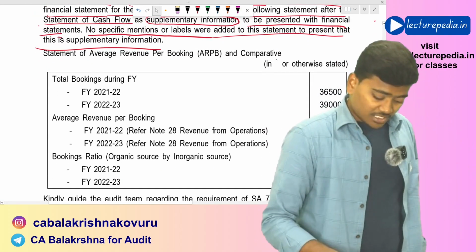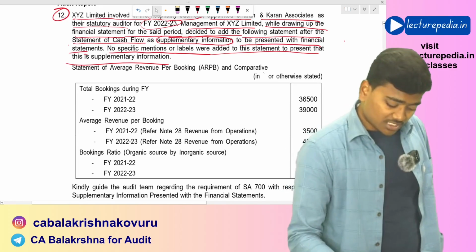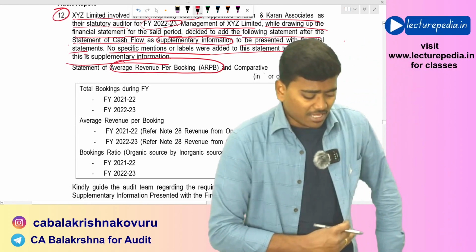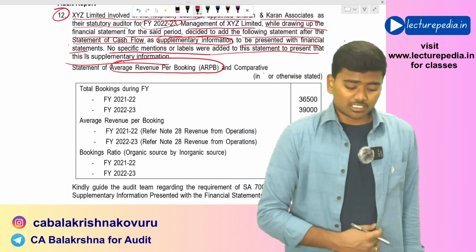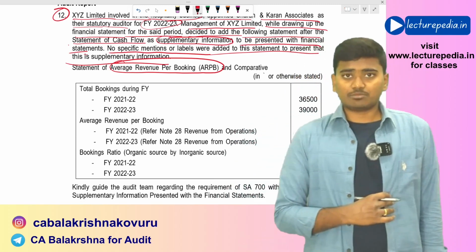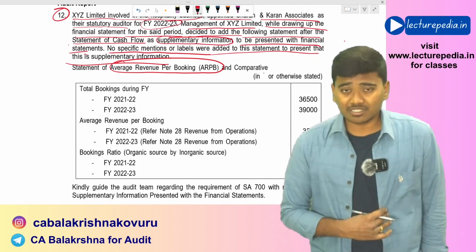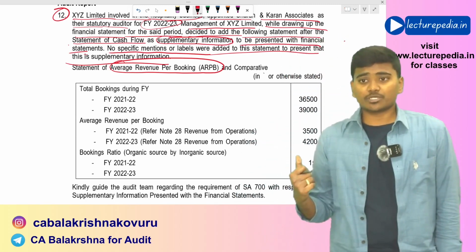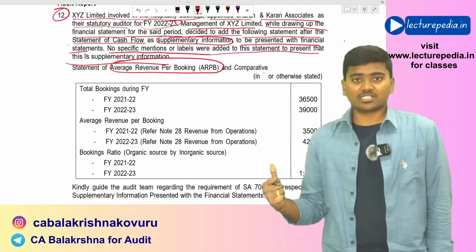So, what is the supplementary information about? It is about the statement of average revenue per booking. If you see, this average revenue per booking is not integral to the financial statements. It is not integral for understanding the financial statements. The users can understand the financial statements even without this information. So this is not an integral part of the financial statements.